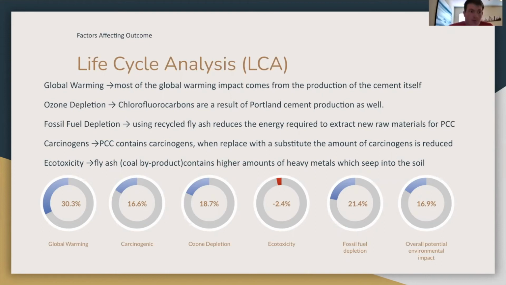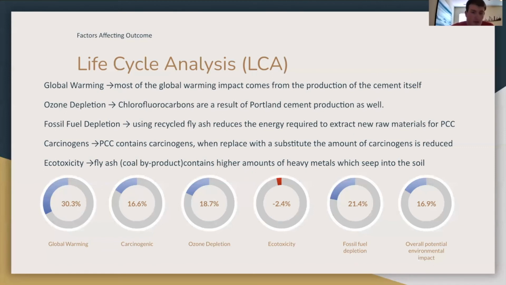For global warming, the potential CO2 emissions were reduced by 30.3%. Most of this improvement actually came from the production of Portland cement itself, as only about 10% of the CO2 emitted in concrete production comes from transportation. It is estimated that for every cubic yard of cement produced, 400 pounds of CO2 are emitted. Therefore, by reducing the amount of cement used by 35%, from 400 kilograms per cubic meter to only 260, we can expect a 30.3% reduction in CO2 emissions.